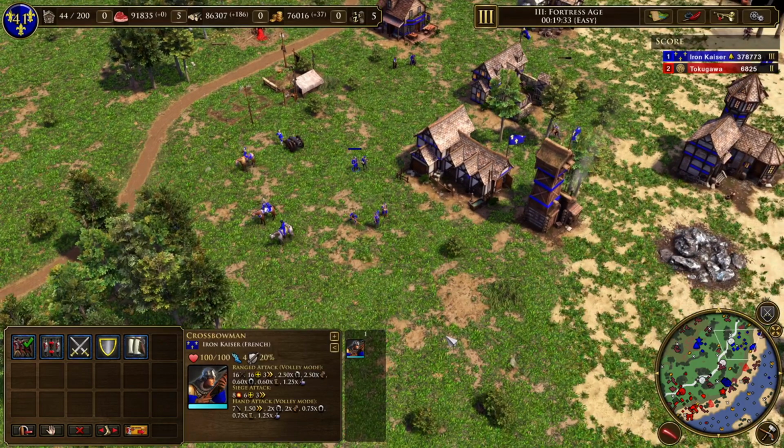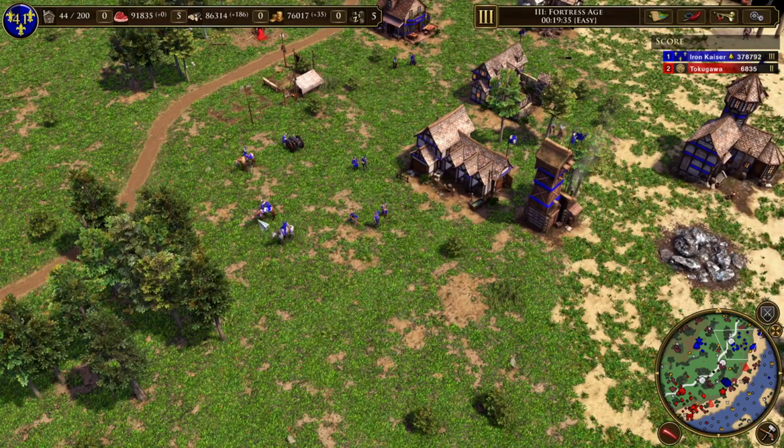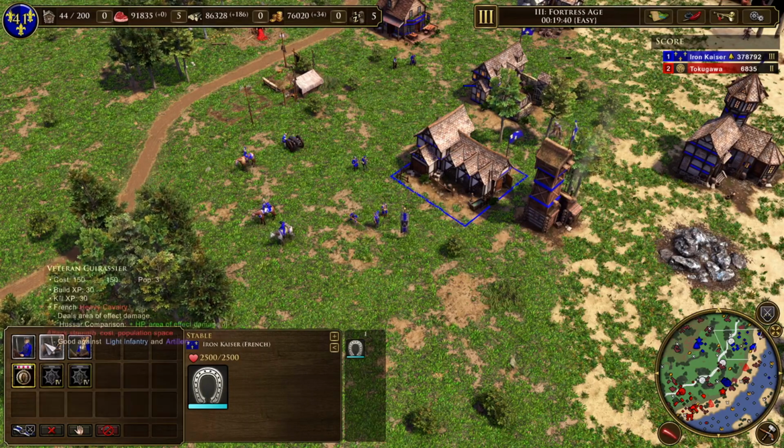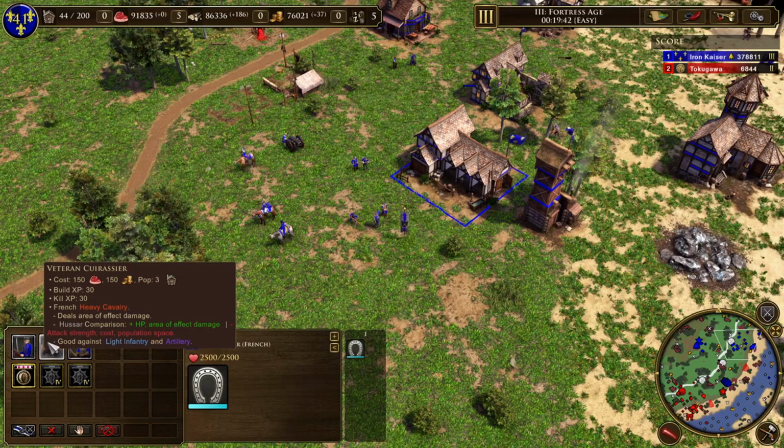But what if you've got unique units? Like, for example, if you're playing as the French and you have not just the Hussar, but you also have the Veteran Cuirassier, right? Well, with this mod, it shows you how it's different. And we can see in the description here that compared to the Hussar, the Cuirassier has more HP and a greater area of effect damage. Actually, it has area of effect damage and the Hussar does not by default. But the Cuirassier deals less base attack strength, it costs more, and it requires more population space.